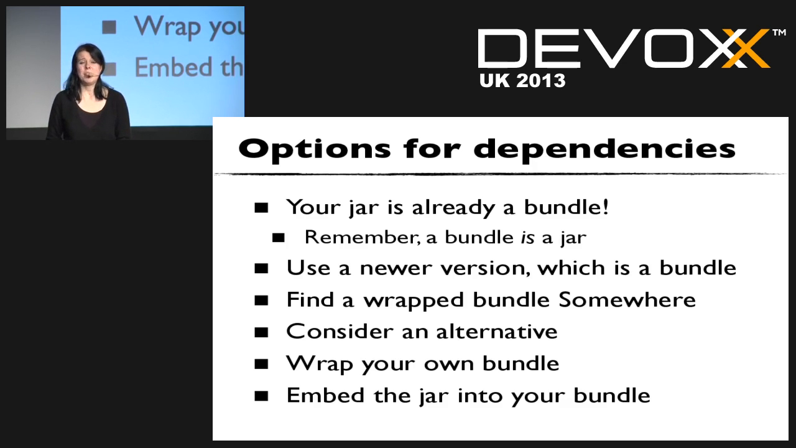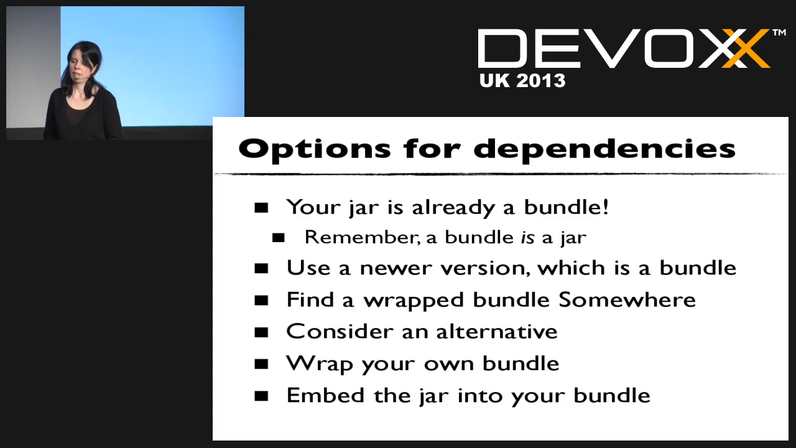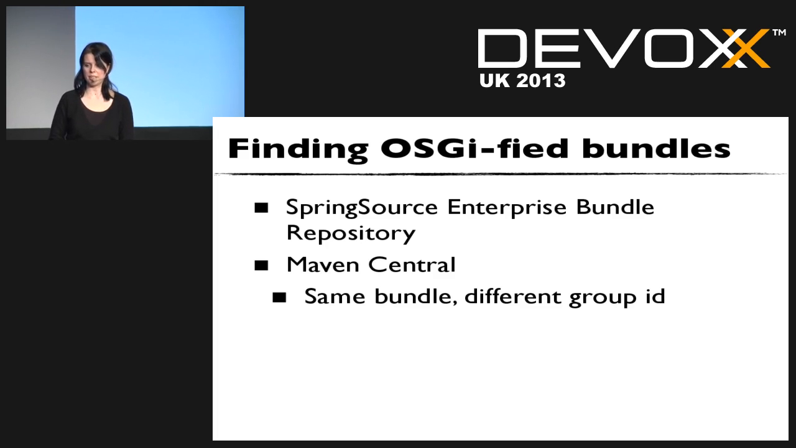Finally, if even that's not good enough, you can go back to that WEB-INF/lib trick. You can take this jar and put it inside your bundle, on the class path of your bundle, and then it doesn't need to be a bundle. So here are some links for finding these OSGi-fied bundles. You can wrap it using BND.